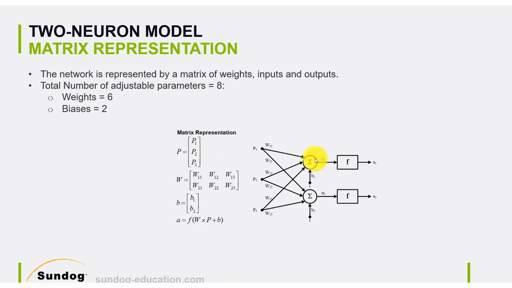In this case, our neural network first of all has 8 adjustable parameters. Why? Because we have 3 weights for the first neuron, 3 weights for the second neuron.